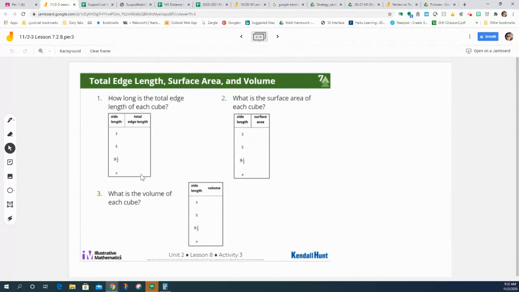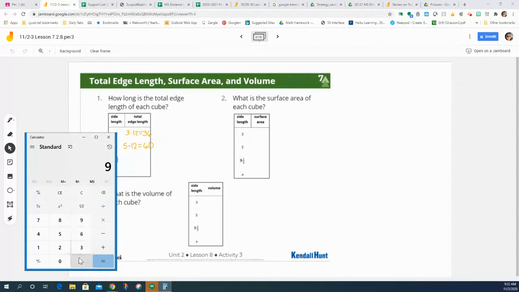So we know that there are 12 edges because that's what I just went through. Okay, so how long is the total edge length of each cube? Well, if there's 12 edges, we say 3 times 12 is 36. Then 5 times 12, again 12 edges. This time each one's a little bit bigger, so that's 60. And now 9.5, maybe we need our cool calculator. 9.5 times 12 is 114.